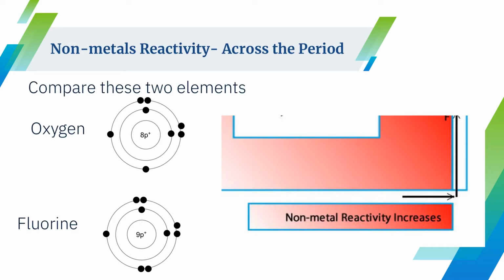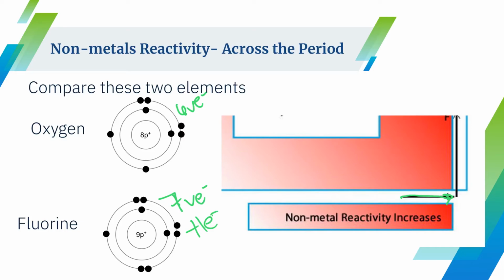Non-metal reactivity, if you look across the period, the reactivity for nonmetals increases as you go across the period. Comparing oxygen to fluorine, oxygen has 6 valence electrons, while fluorine has 7 valence electrons. How many more electrons does fluorine need to have a full octet? Fluorine only needs plus 1 electron.